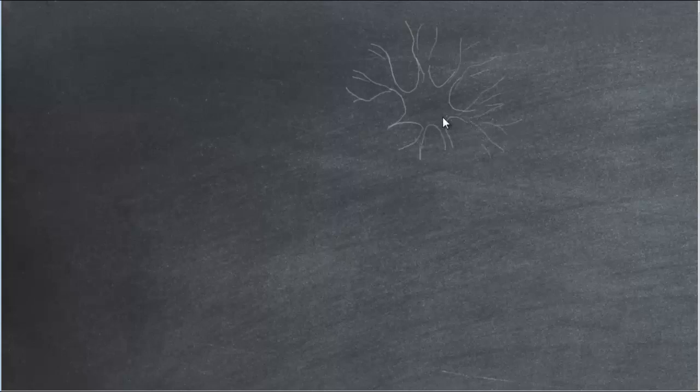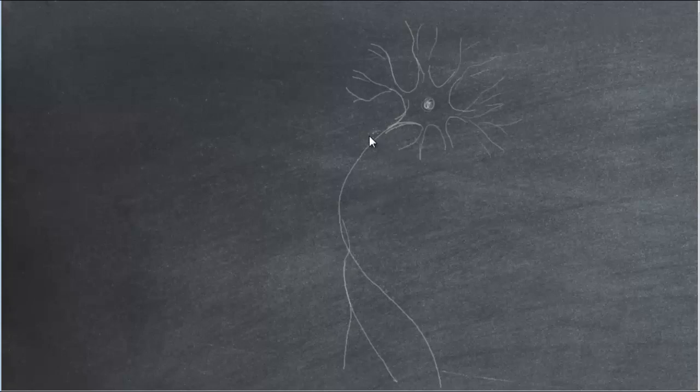Okay, so what we're drawing here is an alpha motor neuron, and what we're particularly looking at here is the cell body of the alpha motor neuron, and this particular thing right here, that's the nucleus of the neuron. And then we have this structure, the axon, we call it, which ultimately reaches out, and that's going to be communicating with muscle fibers.